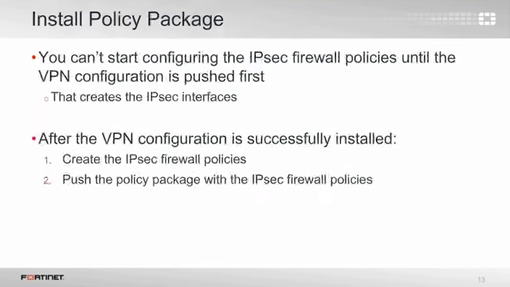When you configure VPNs using the VPN Manager, you cannot create the firewall policies for IPsec using FortiManager until the IPsec community and gateways configuration are pushed to the devices first. Otherwise, the IPsec interfaces will not have been created yet. The VPN Manager always creates interface-based VPNs. After you push the IPsec configuration, FortiGate and FortiManager display the IPsec interfaces that you need to create the firewall policies.